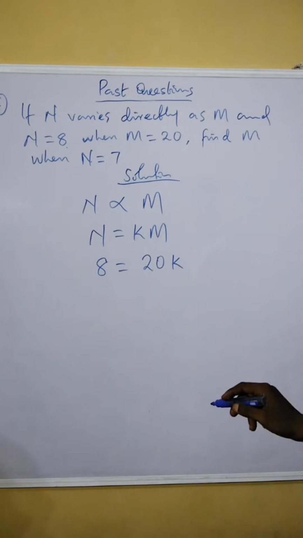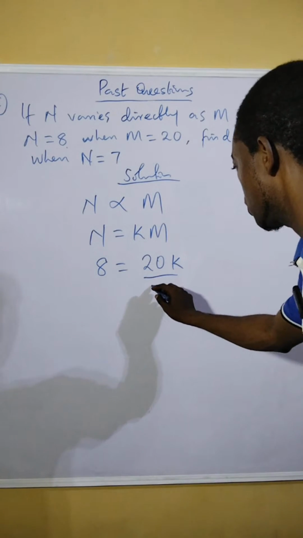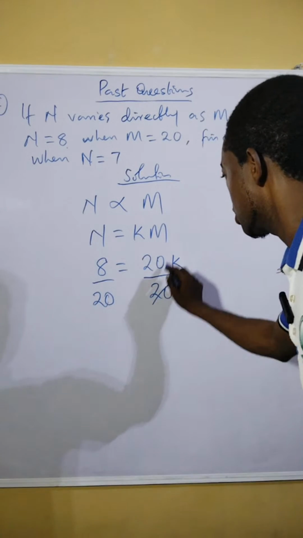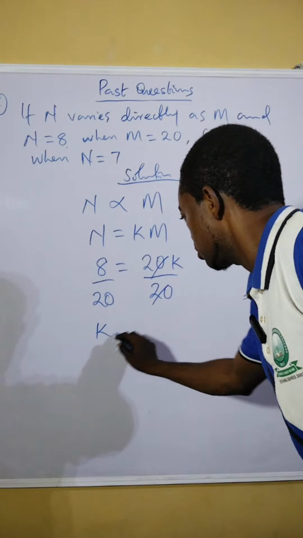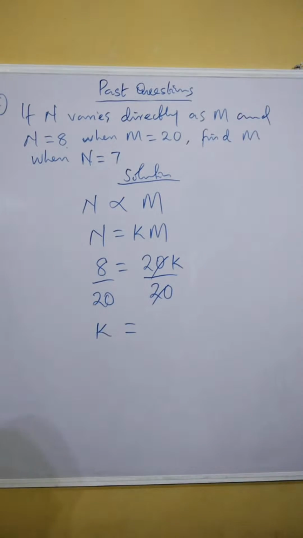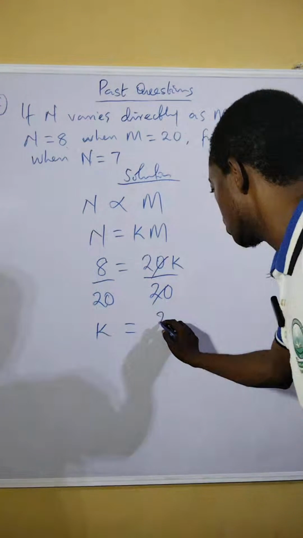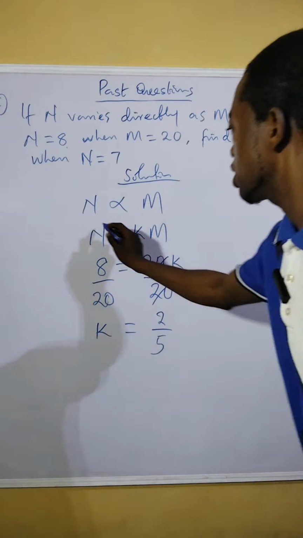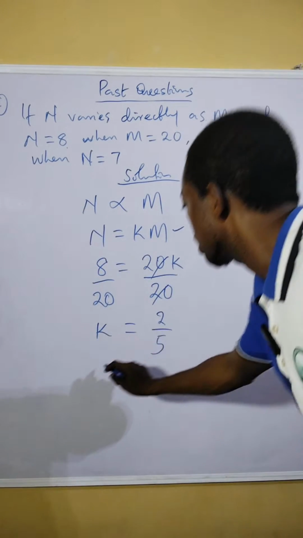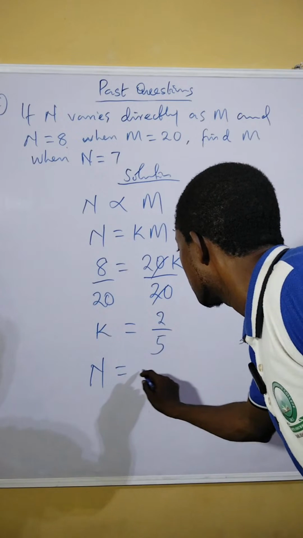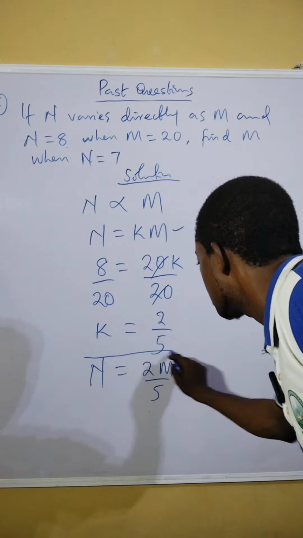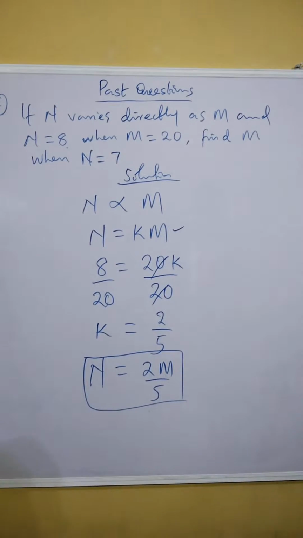Now to get k here, divide both sides by the coefficient of k, which is 20. And the 20s cancel each other. We have k left, which is equal to 8 over 20. And here 4 goes in 8, 4 goes in 20. That's 2 over 5. Then we can write this equation again as n equals 2m over 5. So this is the formula connecting n and m.